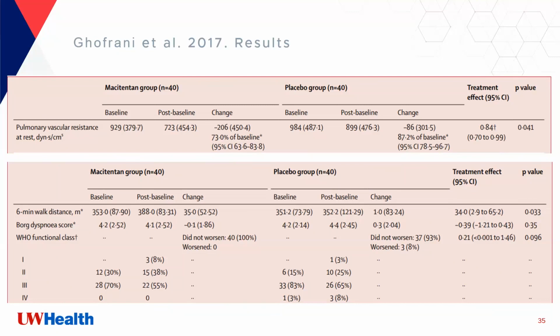When looking at functional class, really not much difference. In the macitentan group, 100% of patients did not have any worsening of symptoms, compared to the placebo group where 93% of patients did not have worsening and 3% of patients had worsening of symptoms.